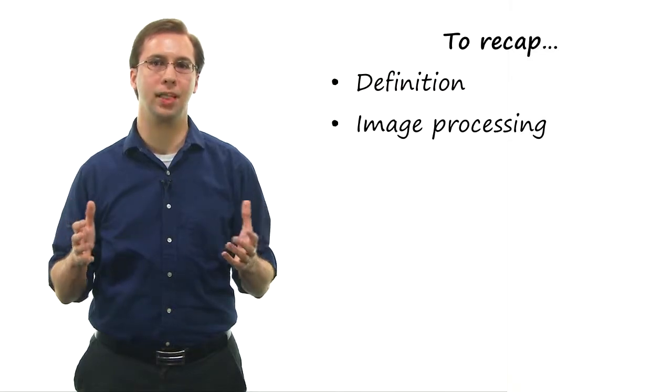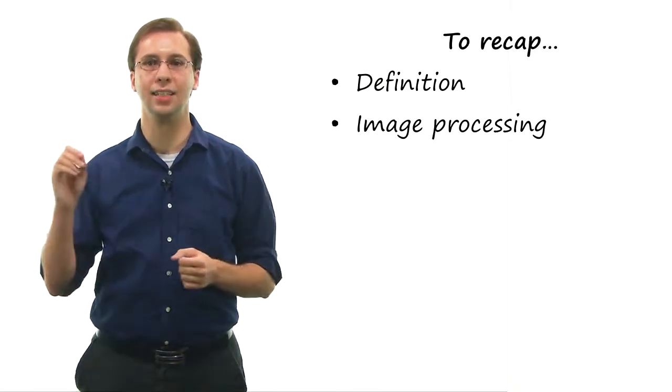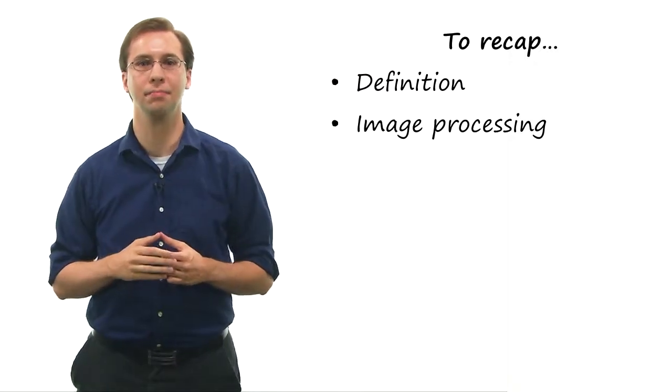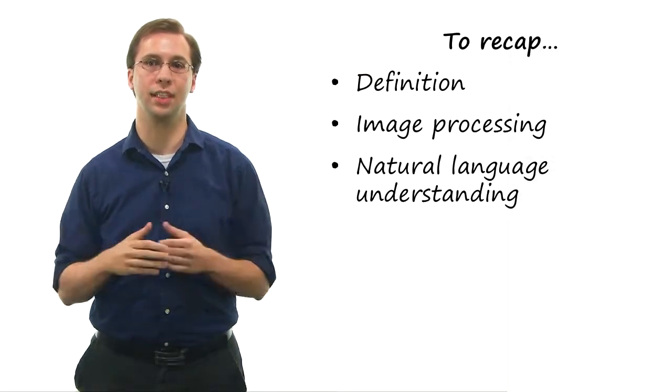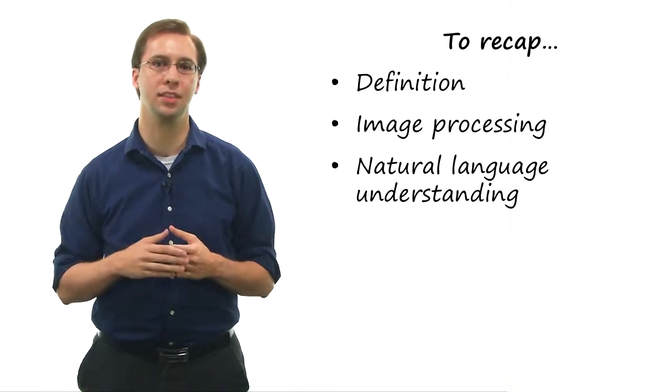After defining constraint propagation, we talked about how it can be useful in interpreting images by using prior knowledge of constraints to anticipate predictable shapes out in the world. Then we talked about natural language understanding, where prior knowledge of the rules of grammar and the parts of speech allow us to make sense of new sentences.